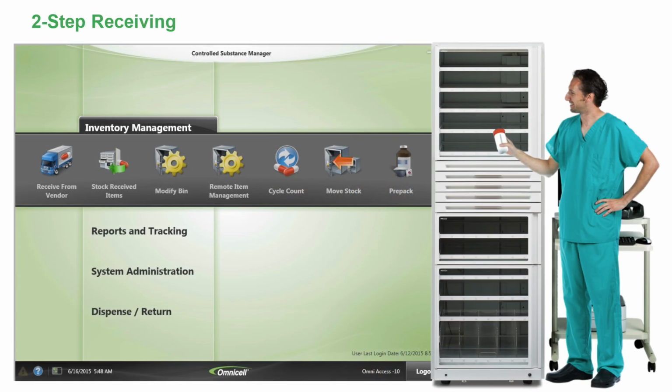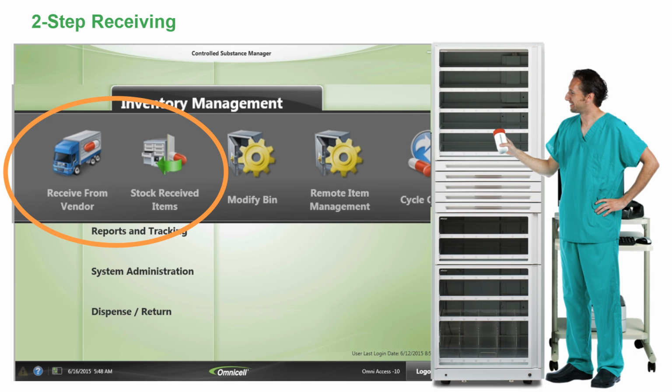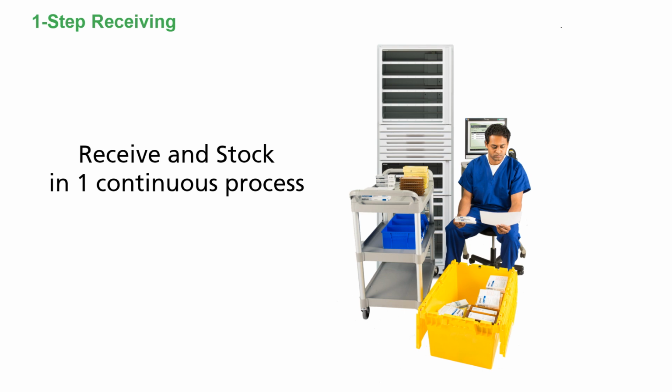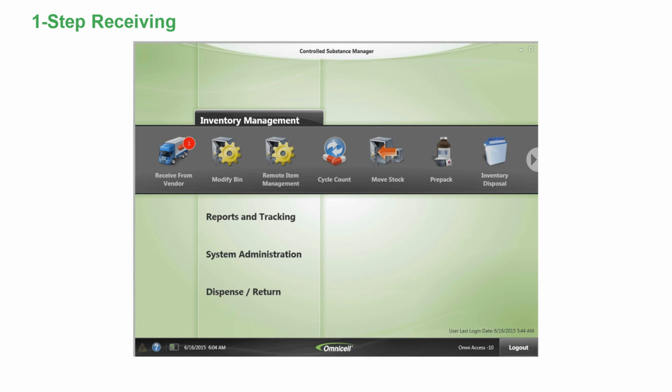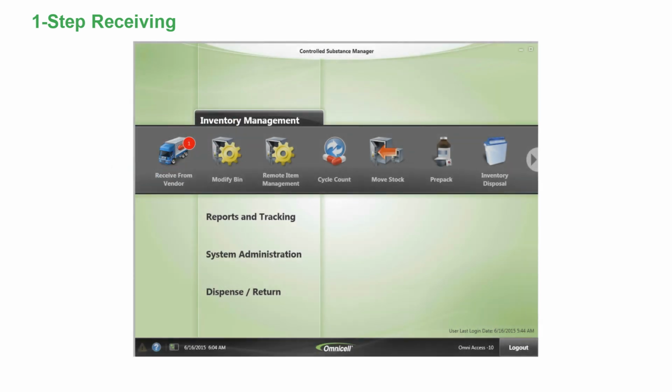If your facility is using two-step receiving, you will see the Receive from Vendor and Stock Received Item tabs in the Inventory Management section. In one-step receiving, items from vendors are received and stocked to CSM in one continuous process. If your facility is using one-step receiving, users with receiving permissions can both receive and stock items. Access one-step receiving by selecting Inventory Management on the home screen and then selecting Receive from Vendor. A red badge on the icon displays the number of stock lists to be received.